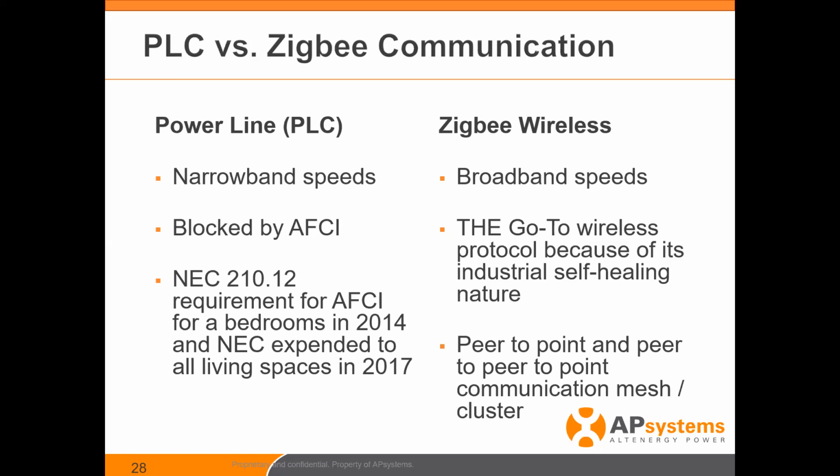That was the code. And where do people put their offices? People put their offices in a bedroom that they're not using, now protected by or behind an arc fault breaker. 2017, NEC made it even worse by saying, now I want all the bedrooms and living spaces protected by an arc fault breaker. And you cannot pass a PLC signal through an arc fault breaker.